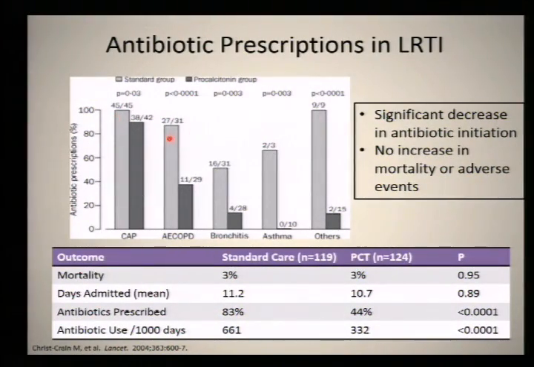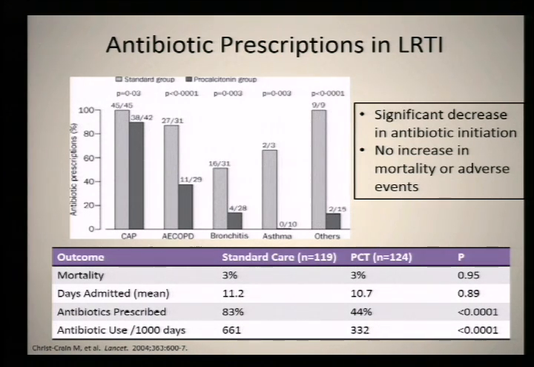This is the outcome of that first trial. They measured one level at presentation in the ED. Showed a significant decrease in antibiotic use in every single clinical group. You can see the decrease was not that much in CAP, although significant, but was huge in those syndromes like exacerbation COPD, bronchitis, where we know that bacterial infection is a small portion of those patients. And some of them probably have a bacterial infection, but a lot of them have viruses and other things going on.